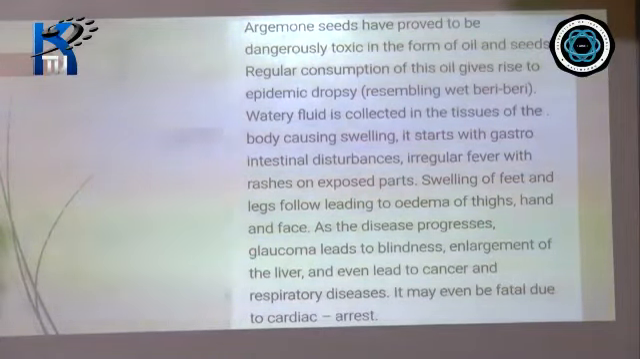Gastrointestinal disturbances start taking place. Swelling of feet, legs, hand, and face begins, and slowly a person may even become blind due to glaucoma. Enlargement of the liver can also take place and can be fatal if a person gets a cardiac arrest.